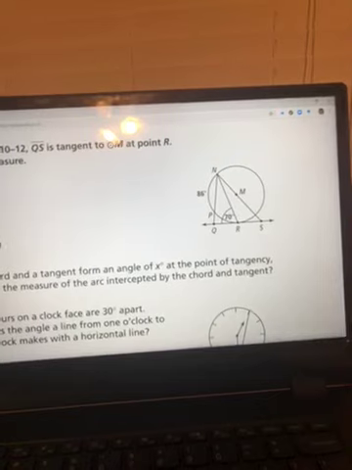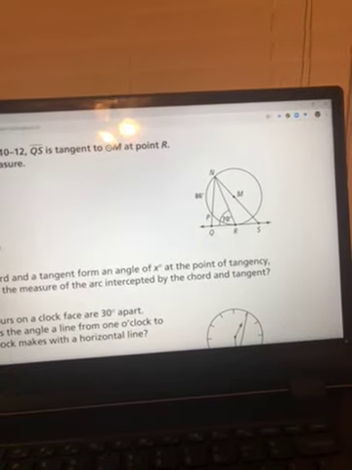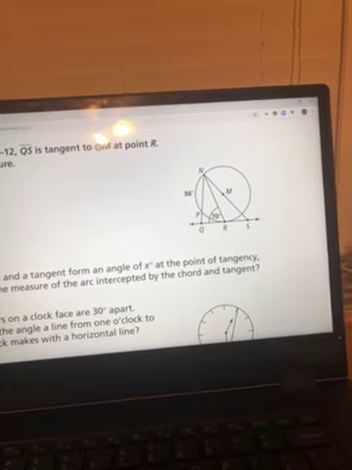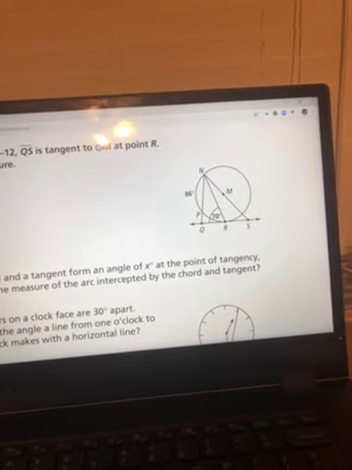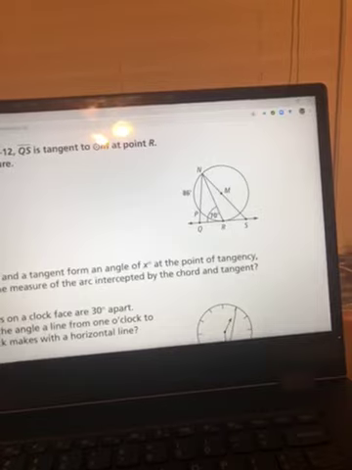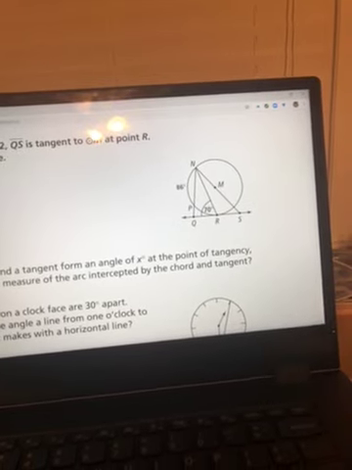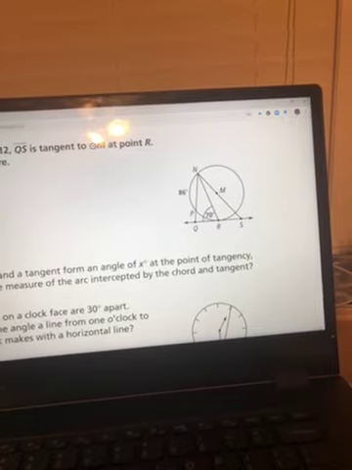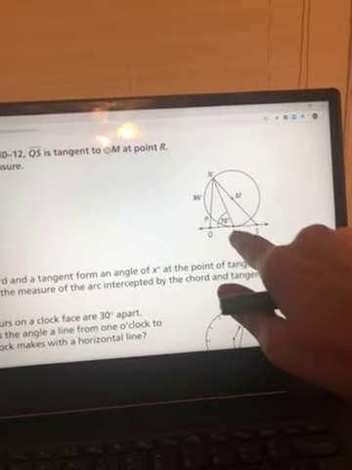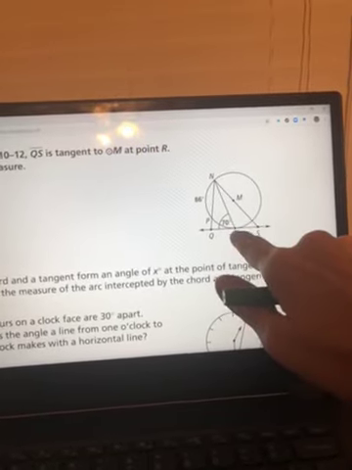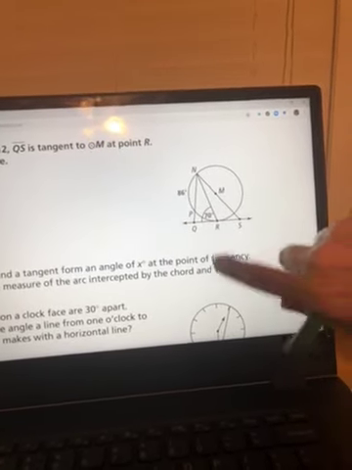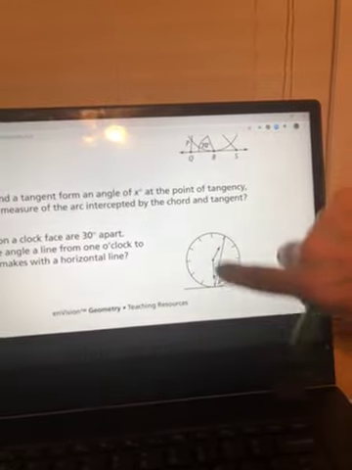Okay, so 13 is if a chord and a tangent form an angle of x degrees at a point of tangency. What is the measure of the arc intercepted by the chord and the tangent? It's always going to be double the angle because it's still considered inscribed, because the vertex is on the circle.